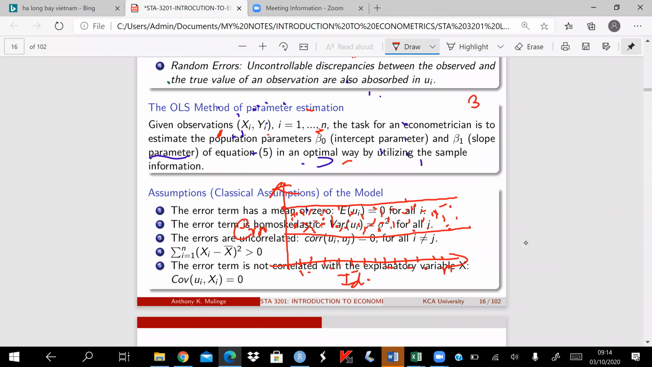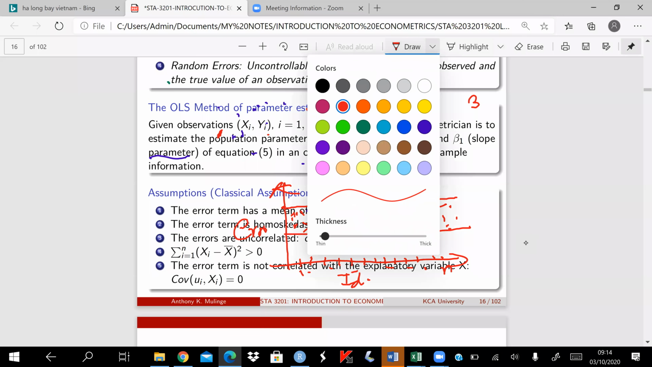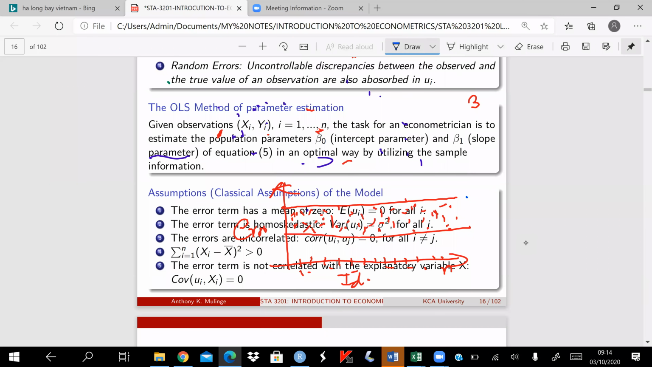Now, if that is violated, you may have something like this. Let me use color green, color blue. If that is violated, you may have something like that. So you find that the error term is not constant, but is increasing as you increase these IDs, as you move from one individual to another. So you form a cone-shaped band like that.